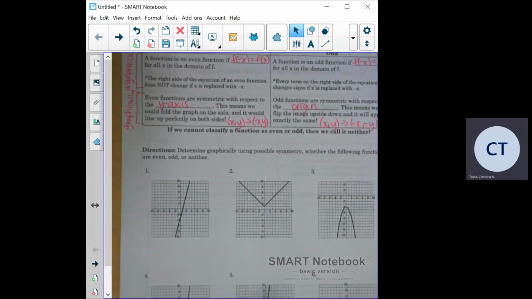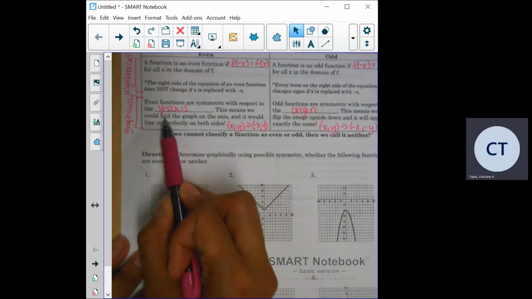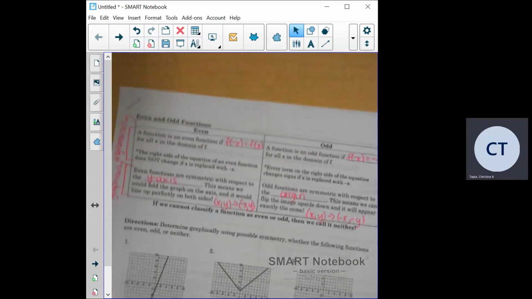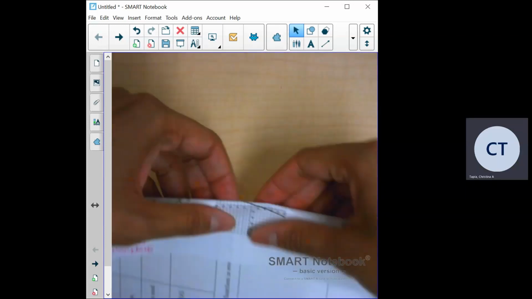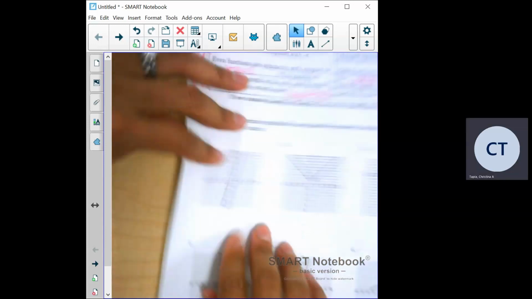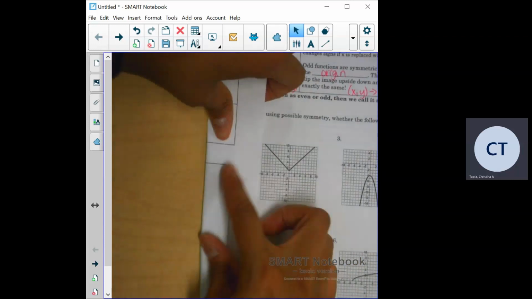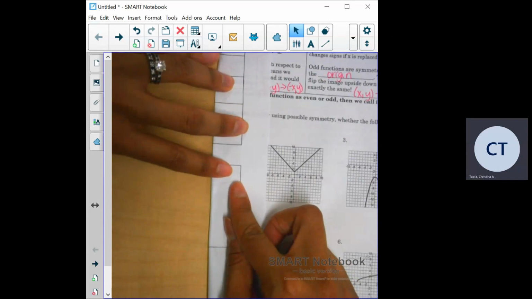So for graph number 1, I'm going to first do even, then odd, then neither. And we're going to do that for all of them. I'm always going to check to see if it's even first. So to check to see if it's even, I'm first going to fold this along the y-axis to show you what that looks like. So for me, at least, I'm going to rip off that first page. You don't have to, but I'm literally going to fold this right along the y-axis. And when I fold it, I want to see if I was going to reflect this across the y-axis, it should be symmetric. So it should land right on top of the other side.